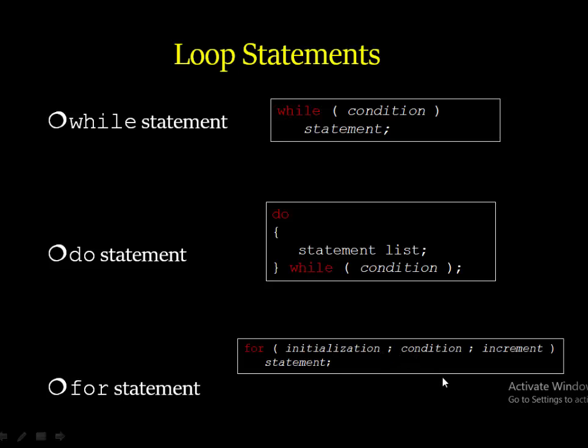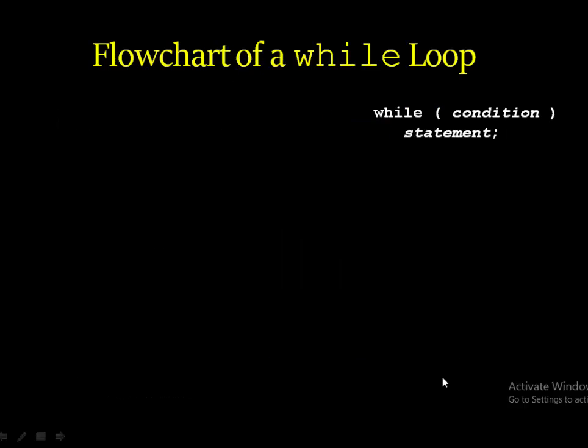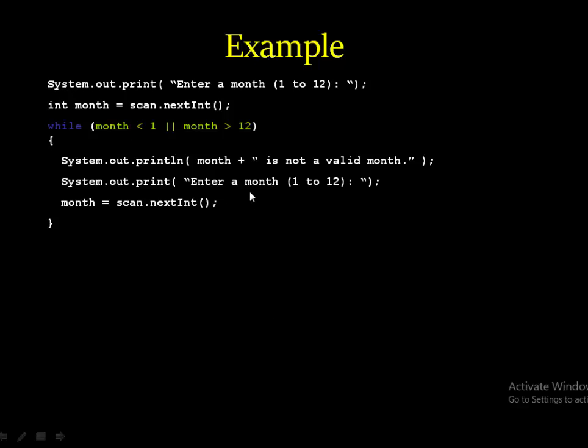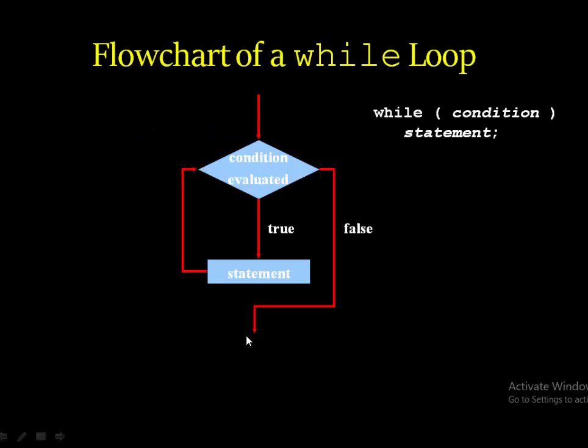Okay, so let us see one by one. So, flowchart for while loop. Okay, so this is the entry section. It will check the condition. If the condition is true, the statements are going to be executed, until the condition becomes false. If the condition is false, the statements after the loop will be executed. There is no separate false block.